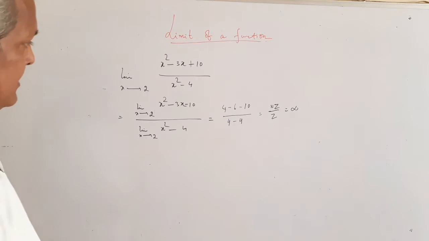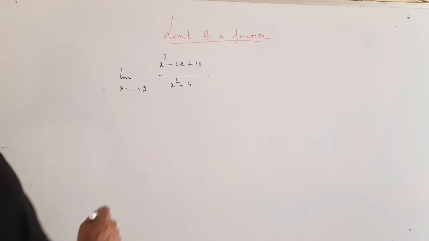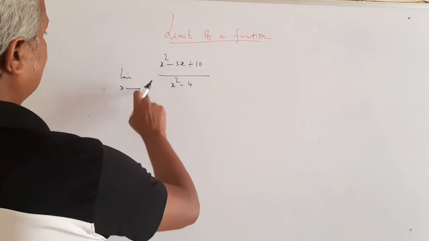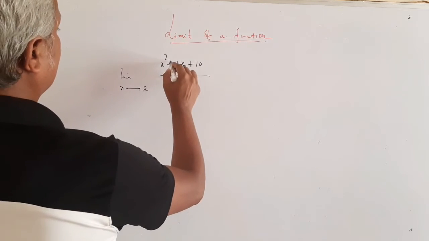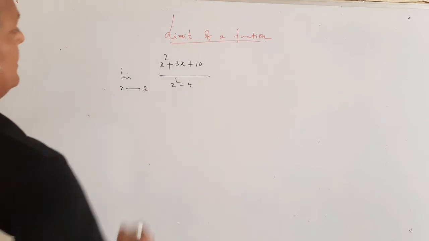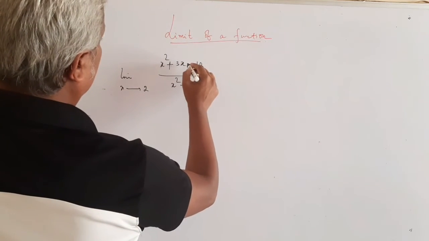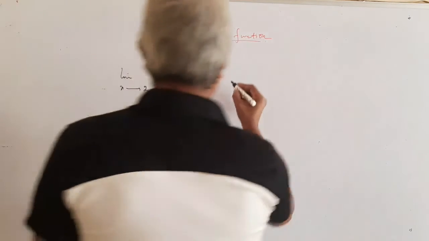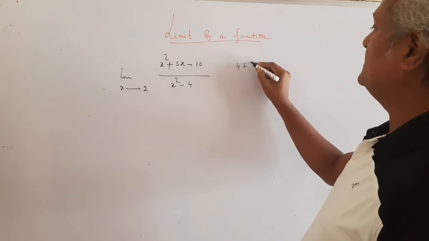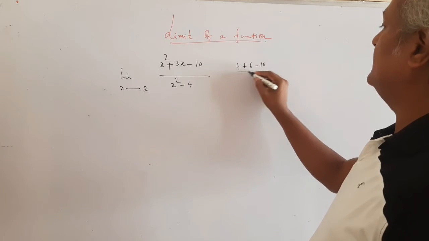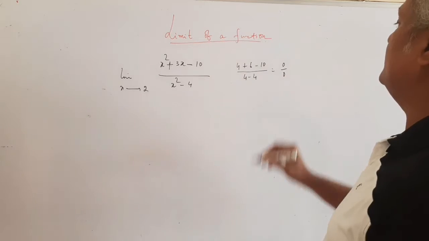or better, let me make another example. I just need to change. So here if I put the value of x as 2, this is 4 minus 6. So suppose I make it plus also. Okay, and this one 10. Okay, so now if I put the value directly, so what will we get? 4 plus 6 minus 10, and this is 4 minus 4. So we are getting 0 by 0 form.